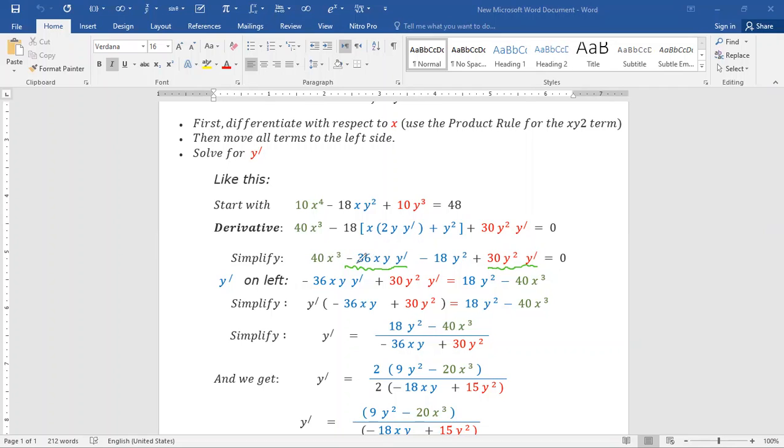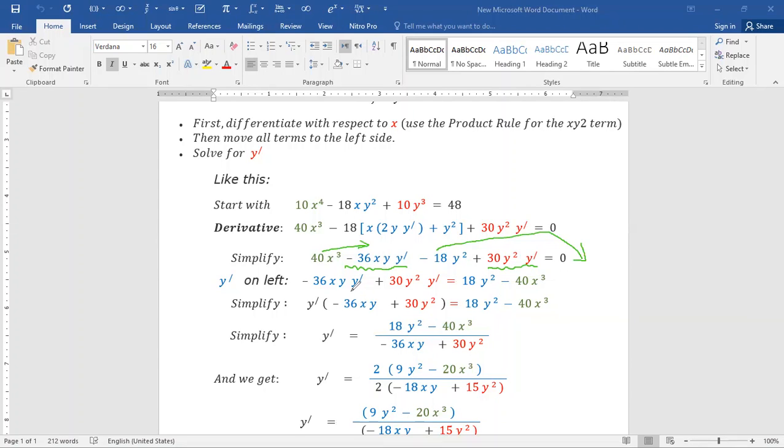Okay, it's going to be minus 36xy prime, this one, plus 30y square y prime equals, we don't need this one on this side, we move it to the other side, it becomes positive because it's negative, so 18y square. And we move this one to the right side, it will be minus 40x cubed. Now try to simplify to find y prime.